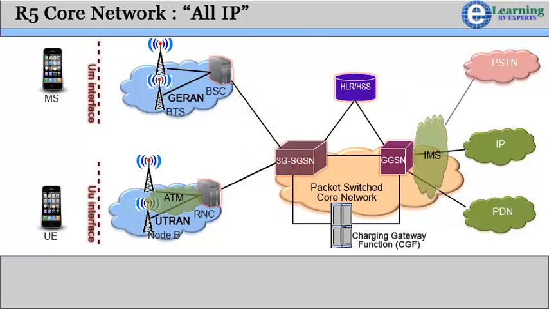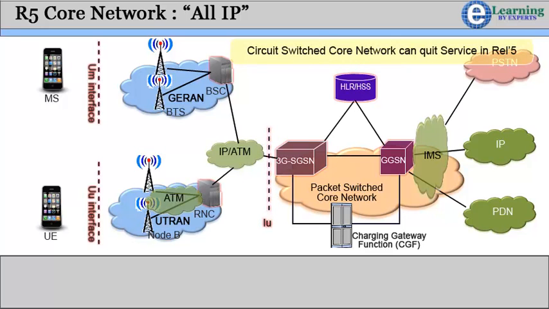In CN, traffic from GERAN gets the same treatment as the traffic from the UTRAN, and the communication between access network and core network, both CS and PS, shall take place over IP/ATM. The main difference between Release 99/Release 4 and R5 is that CS can quit service in R5, and the whole network will finally transfer to all IP.